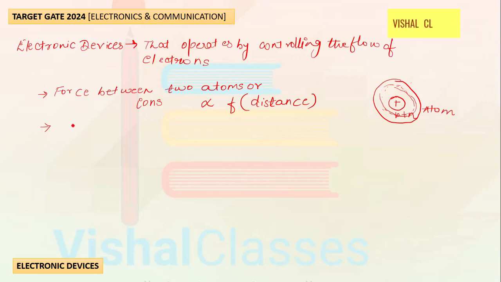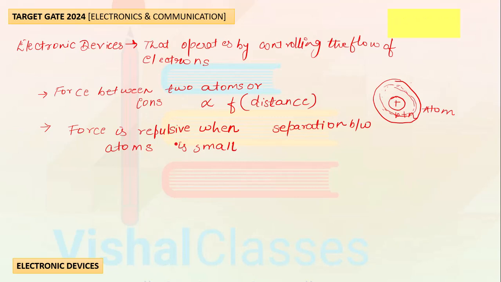Also write one more point. Force is repulsive when separation between atoms is small, and it is attractive when separation D between atoms is large.